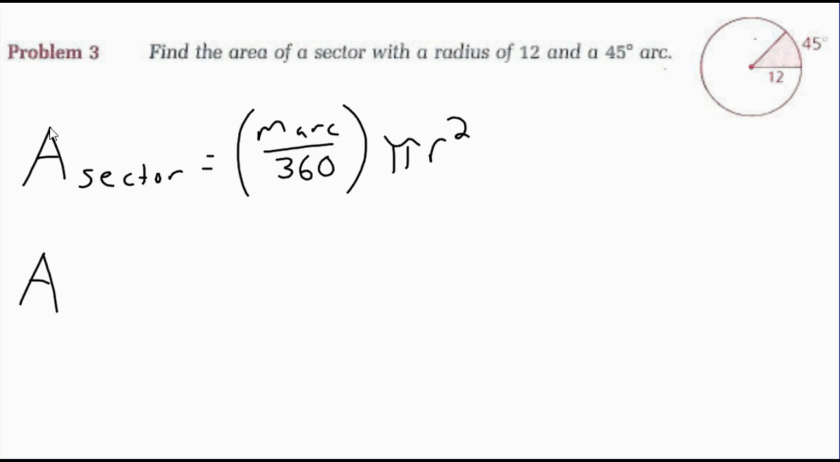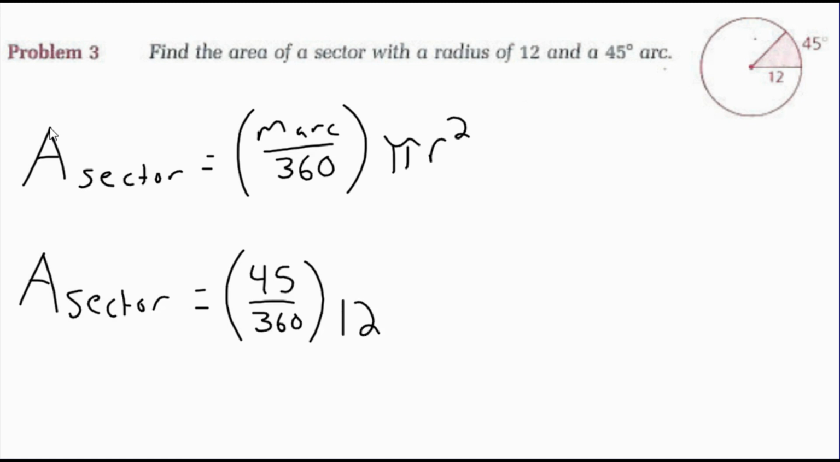So the area of the sector will equal 45 divided by 360 multiplied by my radius of 12 squared times pi. Multiplying this out will give me 18 pi units squared. So the area of a sector with a radius of 12 and a 45-degree arc will be 18 pi units squared.